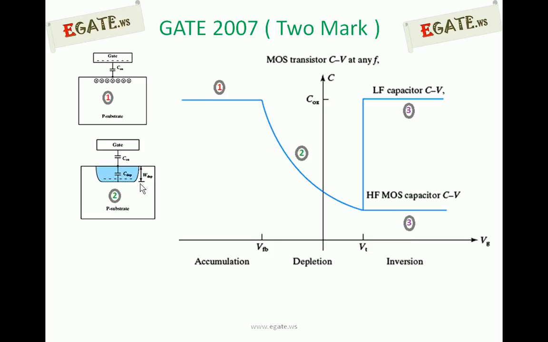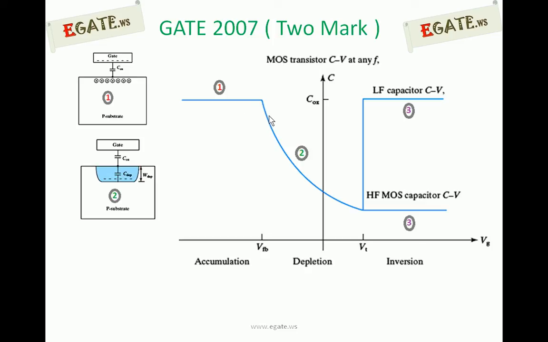Next, whenever we apply a gate voltage greater than the flat band voltage but less than the threshold voltage, the depletion region increases. Whenever the depletion region increases, the distance between the plates increases. Whenever the distance between the plates increases, the capacitance reduces.